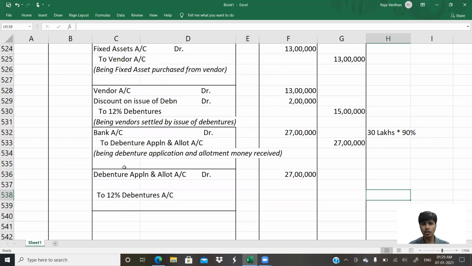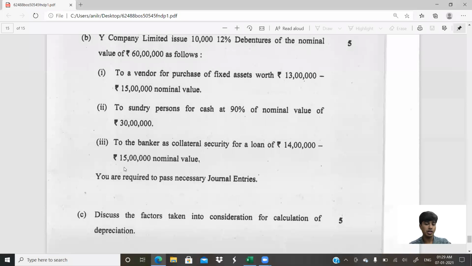credit them, you would have to do it at nominal value. What is the nominal value of these? 30 lakhs. Sir, how do we know? They've given in the question. Sir, are you sure? Very sure. See here, 30 lakhs given to us.